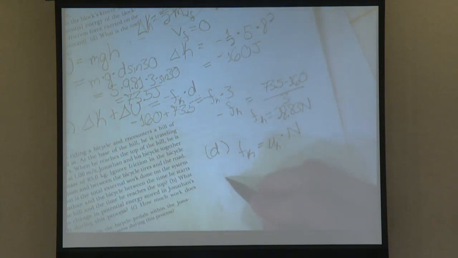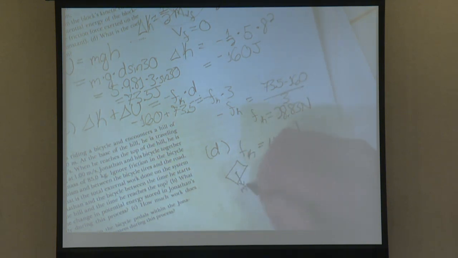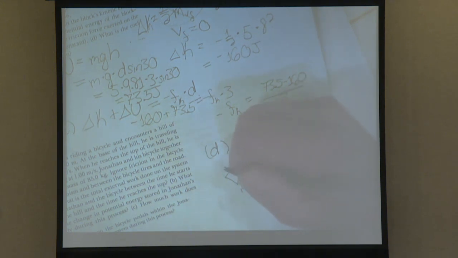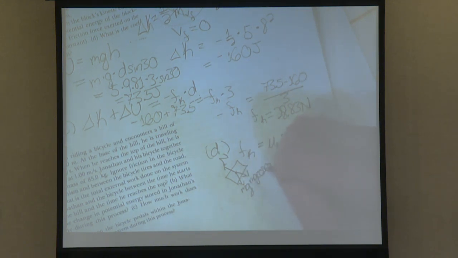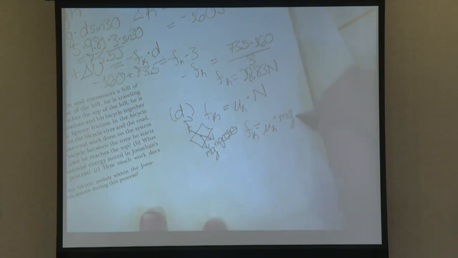So in this case, with this block, we have mass times gravity going down, but then our normal force is going this way. So this component is just going to be mg times cosine theta. Our normal force is equal to mg cosine theta. Therefore, the force of friction is mu, the coefficient of friction, times mg cosine theta.